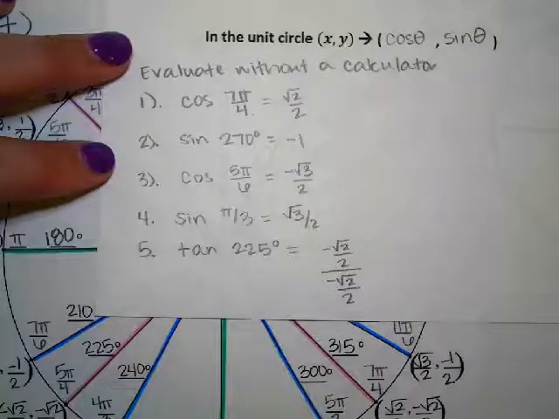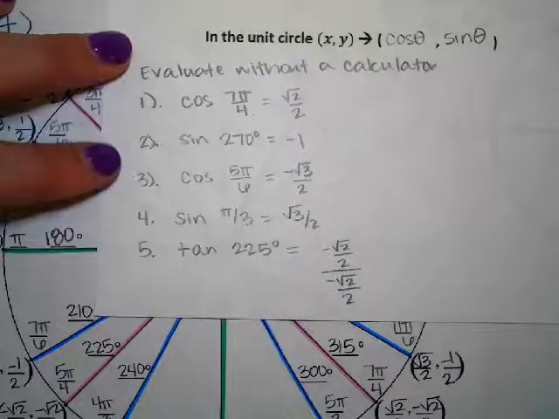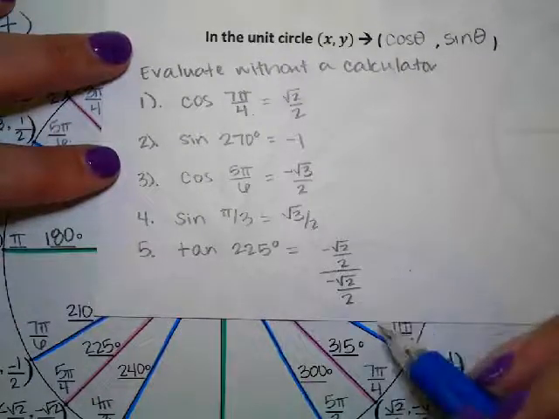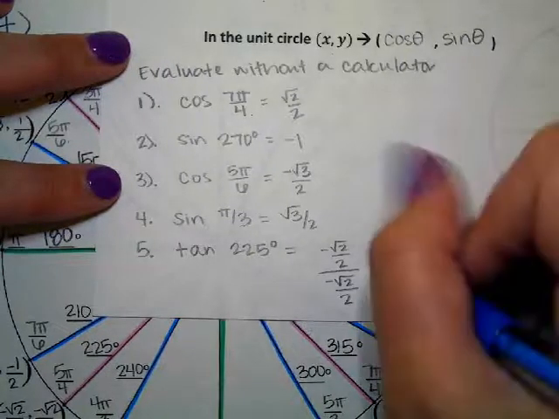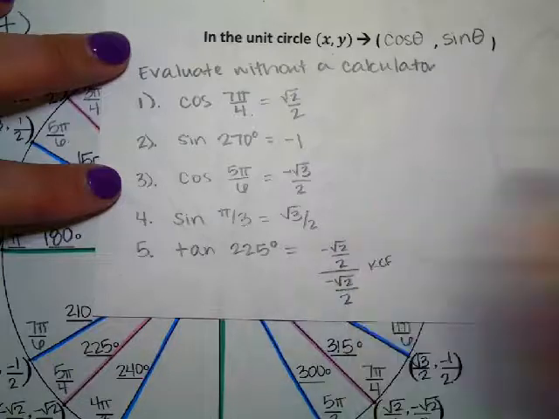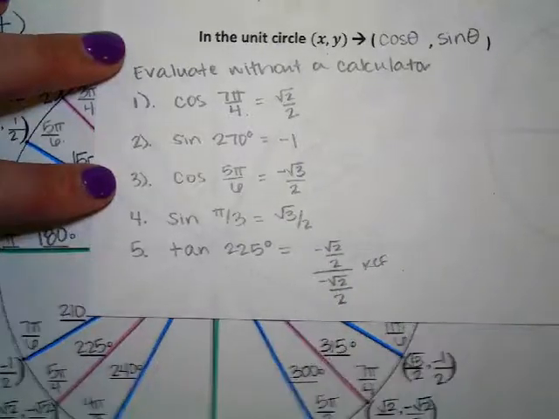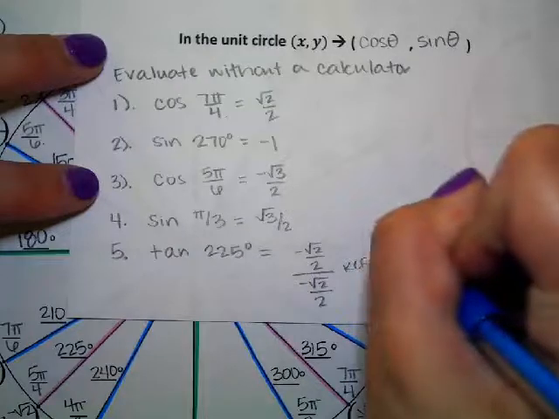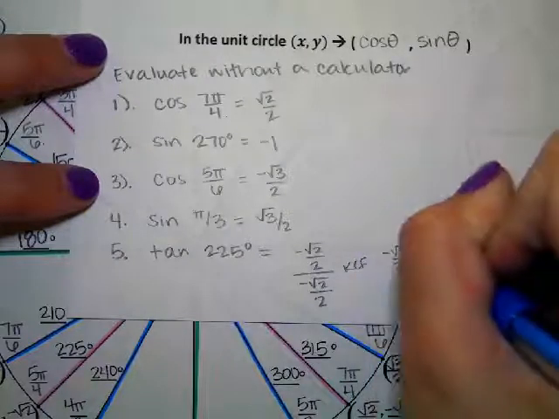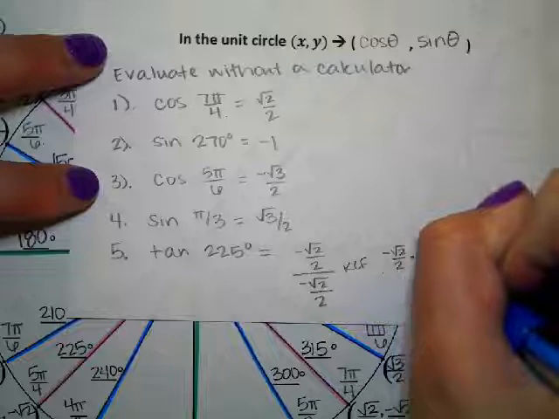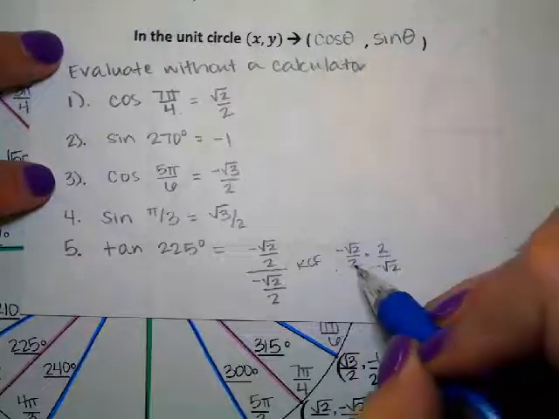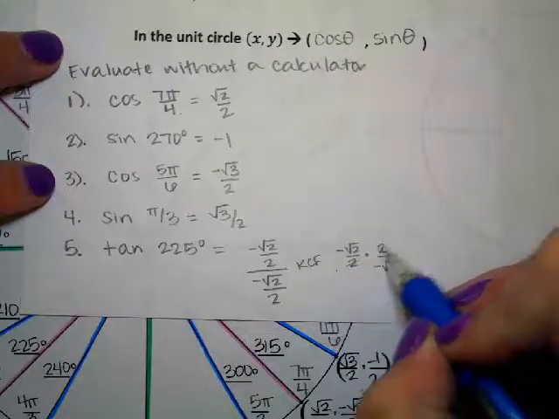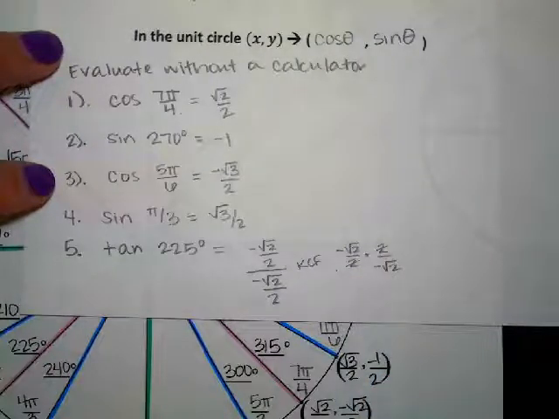So when you have a fraction divided by a fraction, what do you have to do? Keep it, change it, flip it, right? Keep the top the same, change it to a multiplication problem, and flip the bottom up. So we got -√2 over 2 times 2 over -√2. And then what happens is the 2's cancel, the denominators cancel. And then in this situation, the negatives happen to cancel, the numerators happen to cancel, everything cancels, we just get 1.